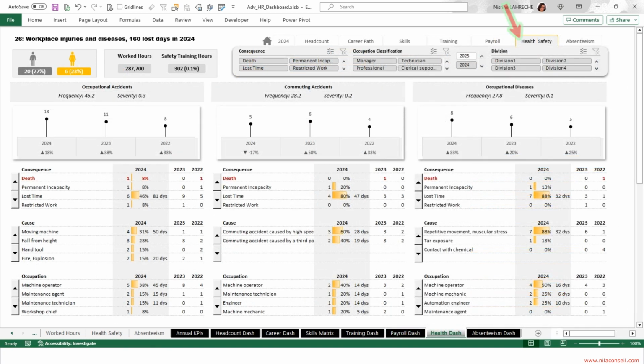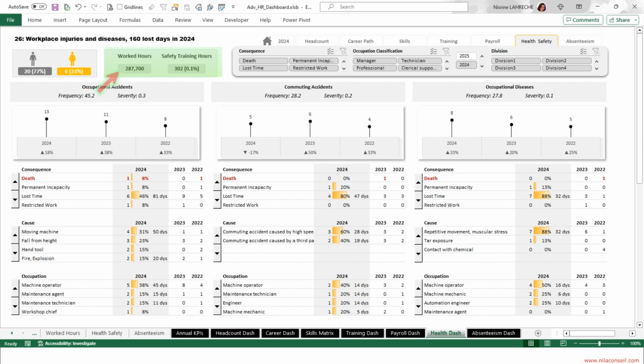The Health and Safety Dashboard allows you to track the key indicators of occupational accidents, commuting accidents, and occupational diseases over 3 years. Use this slicer to select the injury or disease consequence. The company recorded 26 injuries and diseases. Occupational hazards caused 160 lost days. Men are the most exposed workers to workplace risks.